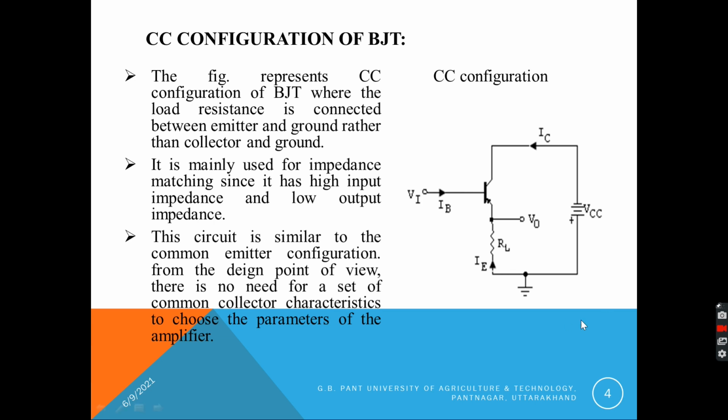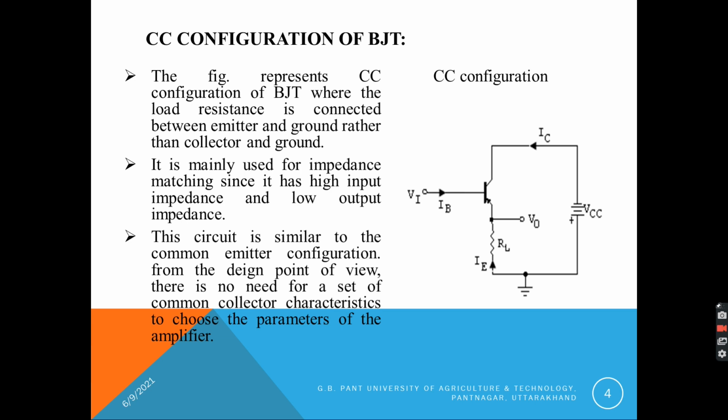Coming to the first point, the common collector configuration of BJT. It is represented by this figure, where the load resistance RL is connected between the emitter and the ground rather than the collector and the ground. This configuration is mainly used for impedance matching, since it has high input impedance and low output impedance.